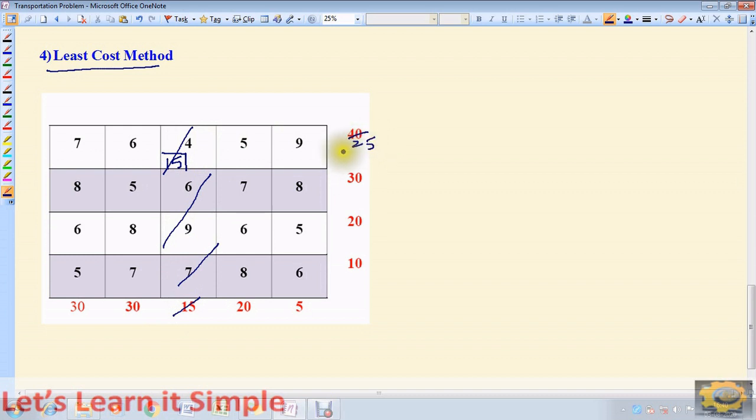Now again, we need to look for the next least cost. So the next least cost is 5 here, another 5 here, another 5 here, another 5 here, and there is no rule to break this tie. Therefore, let us arbitrarily select this, or this. Anything can be selected. So let me select this.